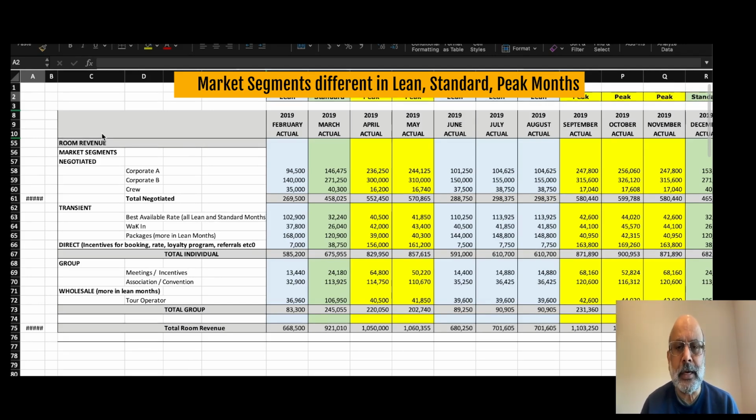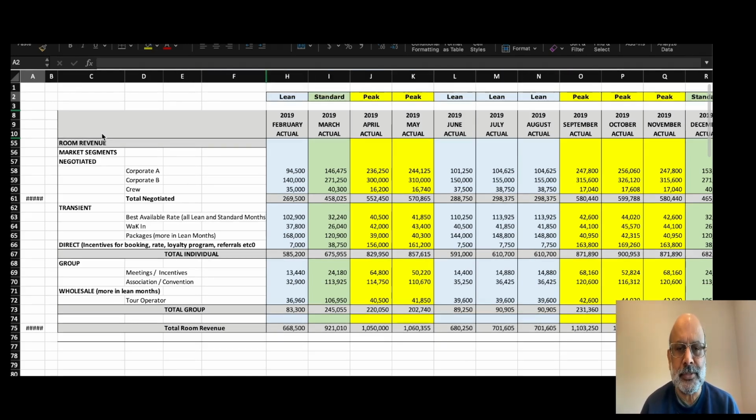In lean months, on the other hand, as we saw earlier, packages are used, and a best available rate may be used in order to augment occupancy, that is, to boost occupancy in a way. So market segments actually play a different role depending on what kind of month the hotel is currently going through.